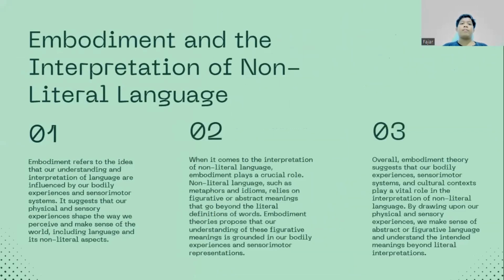Next slide is embodiment and the interpretation of non-literal language. So embodiment refers to the idea that our understanding and interpretation of language are influenced by our bodily experience and sensory-motor system. It suggests that our physical and sensory experience shape the way we perceive and make sense of the world, including language and its non-literal aspects.